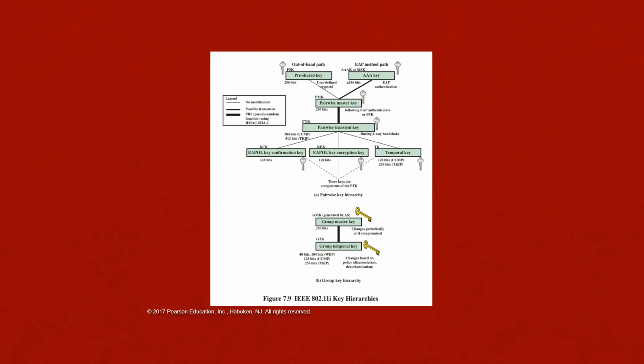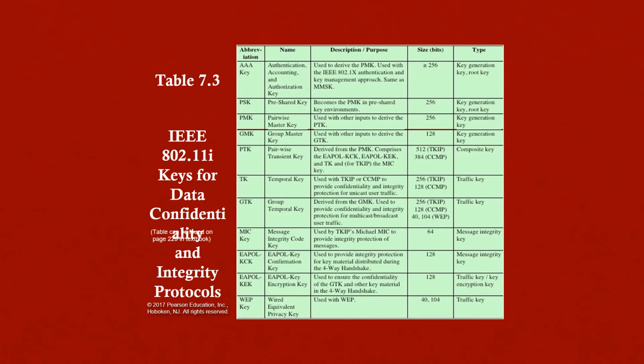IEEE 802.11i key hierarchies. During the key management phase, a variety of cryptographic keys are generated and distributed to STAs. There are two types of keys: pairwise keys used for communication between an STA and AP, and group keys used for multicast communication. The figure shows the two key hierarchies. Please pause and refer to this figure of IEEE 802.11i keys for data confidentiality and integrity.